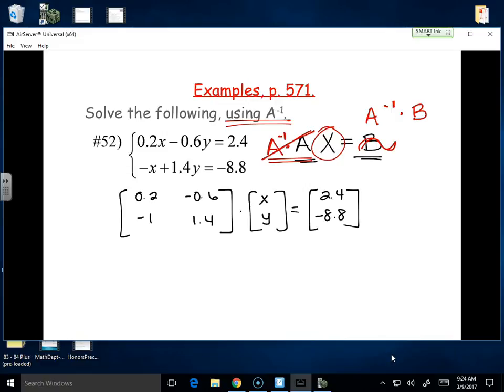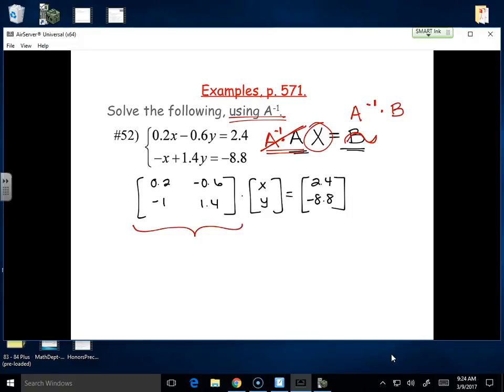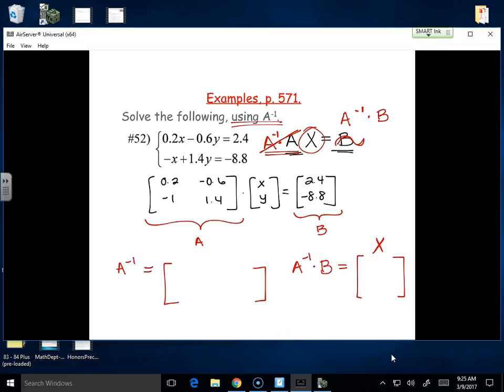Now, how do we apply this? Kiddos, didn't we learn how to find the inverse of a matrix using our calculator? Okay. So if this is A, I want you to find for me A inverse. And then what are we going to do? Multiply it by B. And guess what we're going to get? Our X matrix, which will give us our X and our Y. This is our big X, our variable matrix.